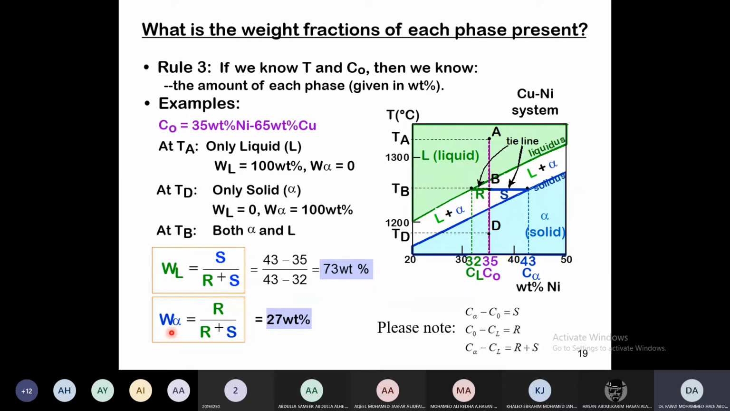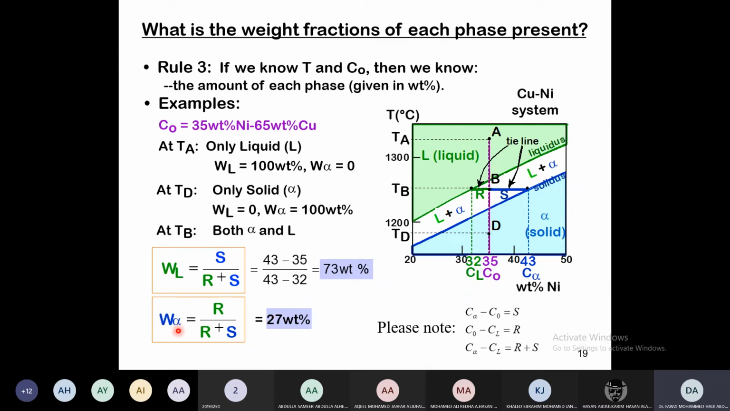If you want to get the weight percentage of the solid solution alpha, you use the lever rule again. You say R divided by R plus S. This is the far segment from the solidus line divided by the total tie line length. R is equal to how much? R is 35 minus 32, and R plus S will be 43 minus 32, in the same way as we had it here. If you divide those, you will get 27%.